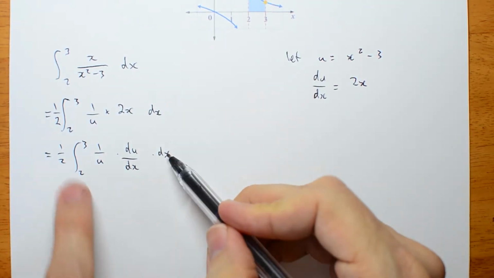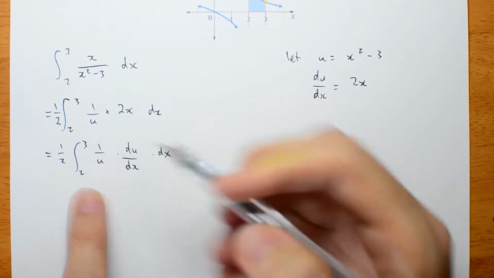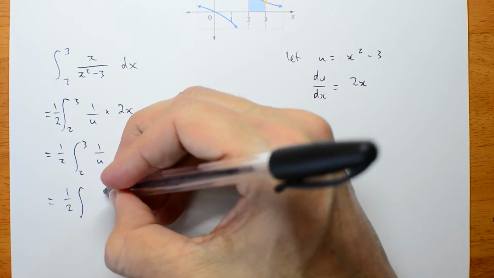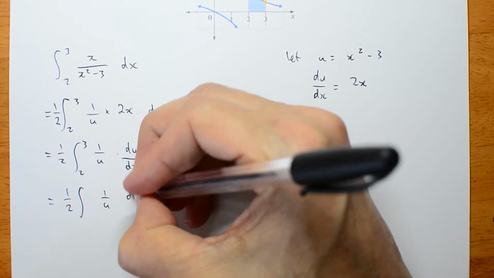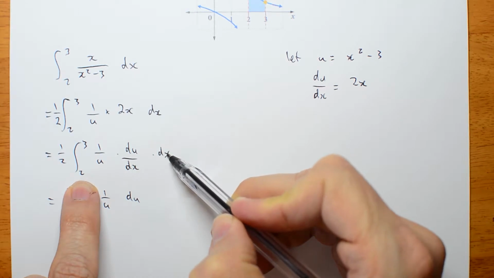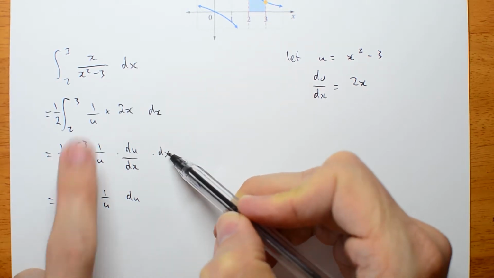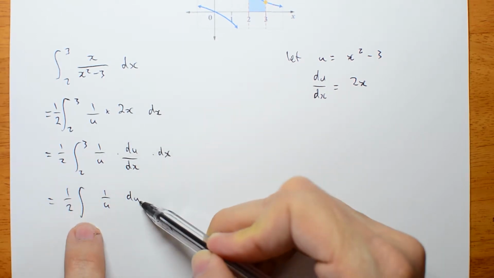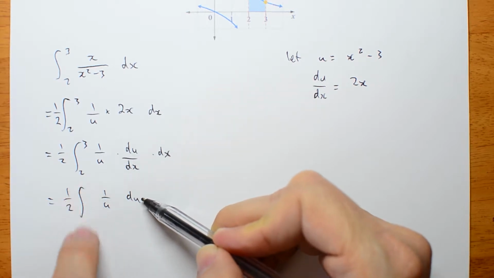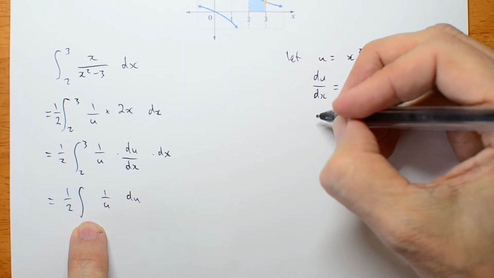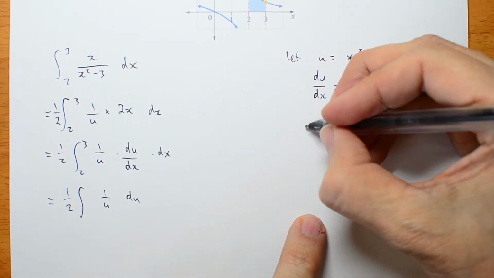Now I'm currently still integrating with respect to x, but on the next line I'm going to change the variable. It's going to be 1 over u du. This one was with respect to x, so my limits of integration are x values. But now I've got u, so I really want u values here. So what we do is we substitute those in.